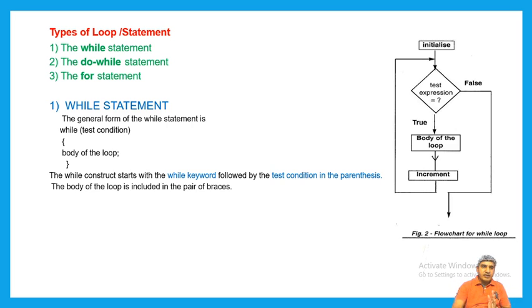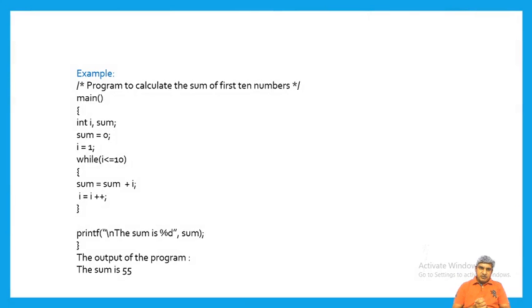Here is a simple program to calculate the sum of the first 10 numbers. First, in main, i is an integer and sum, which we obtain, is also an integer. First consider sum is equal to 0 and i is equal to 1. Our condition is i is less than or equal to 10. We can implement this condition by using a while loop: while i is less than or equal to 10. When this condition is true, then sum is equal to sum plus i.